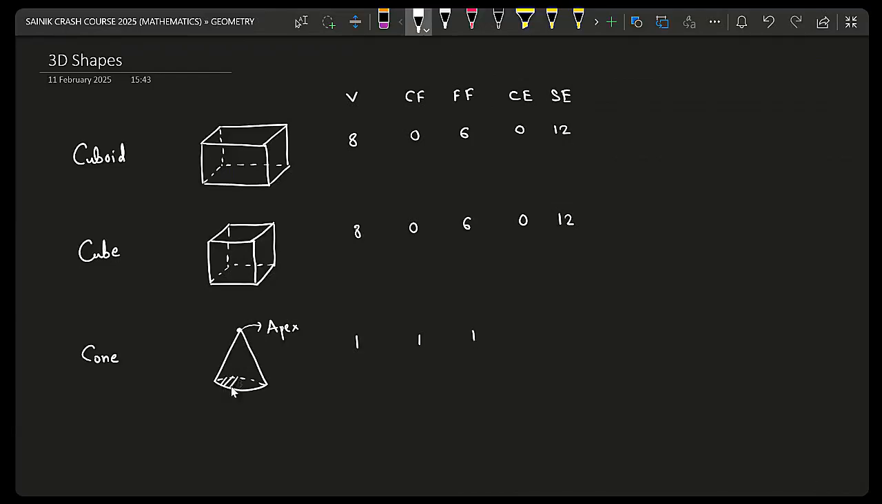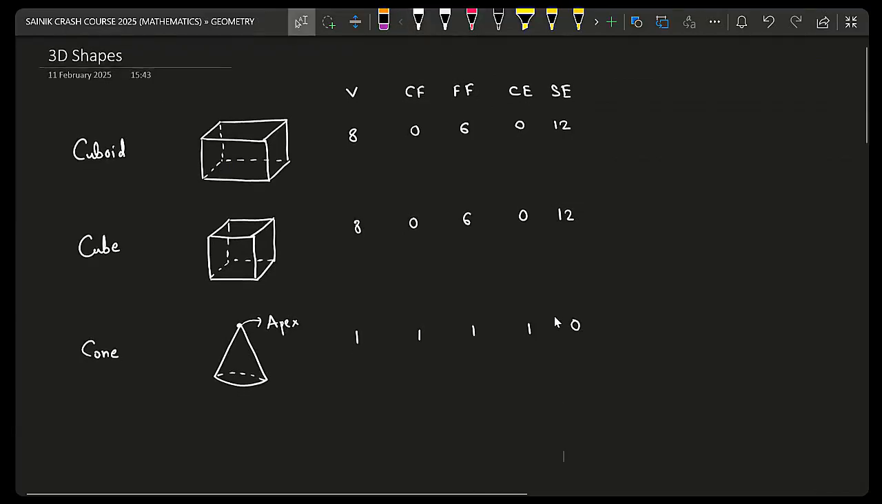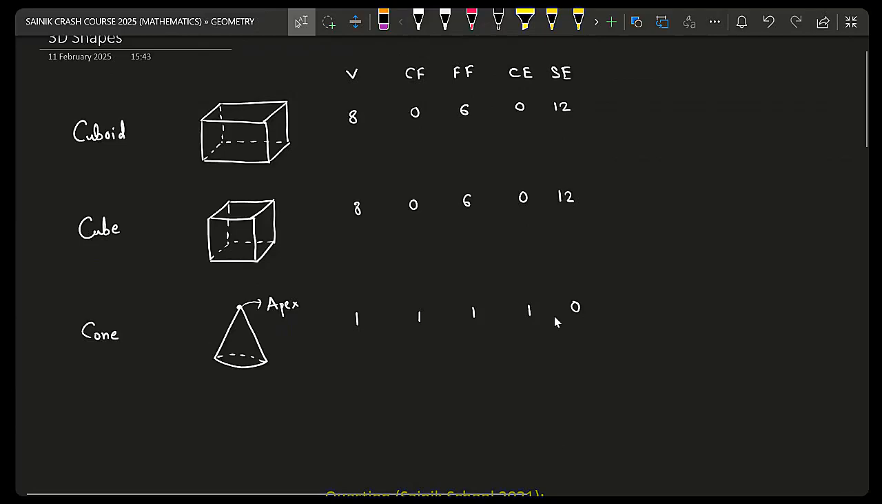This shaded part is the flat face at the bottom, and it is circular in shape. So that is one flat face. And curved edges: this is called a curved edge because it is curved and forming a circle. So there is one curved edge. And straight edges, there is no straight edge in the cone. We can write 0 here. And then I'll discuss cylinder. Then any doubts in this topic, I'll clarify.